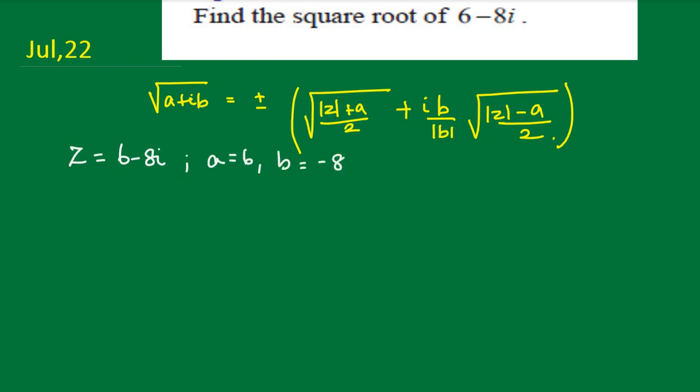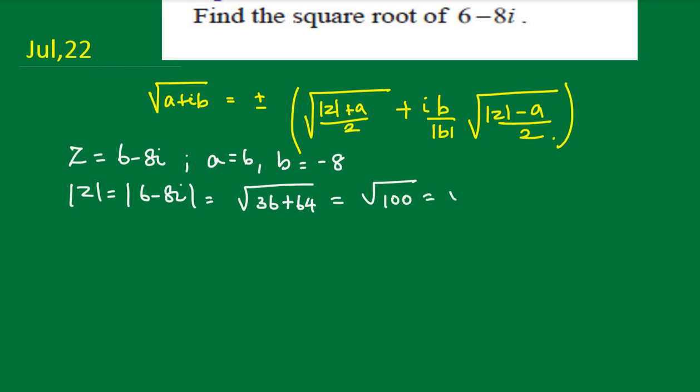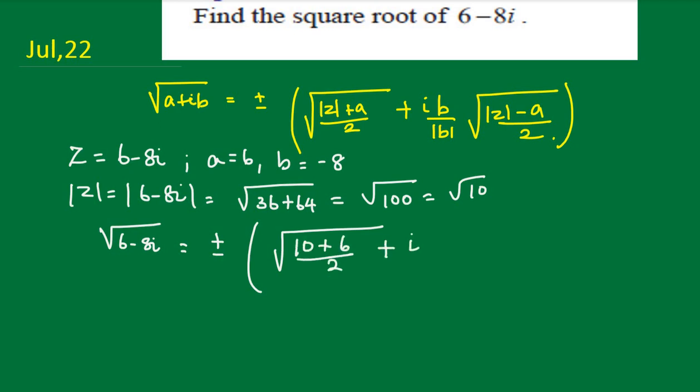First, let us find the modulus of z. Modulus of z is equal to modulus of 6 minus 8i, which is equal to root of 6 square, that is 36, plus minus 8 the whole square, which is 64, is equal to root of 100, which is equal to 10. Now coming to finding the square root of the number 6 minus 8i is equal to plus or minus, applying the formula here, root of (modulus of z, which is 10, plus a, which is 6) divided by 2, plus i into b, which is minus 8, divided by modulus of minus 8, into root of (10 minus 6) divided by 2.